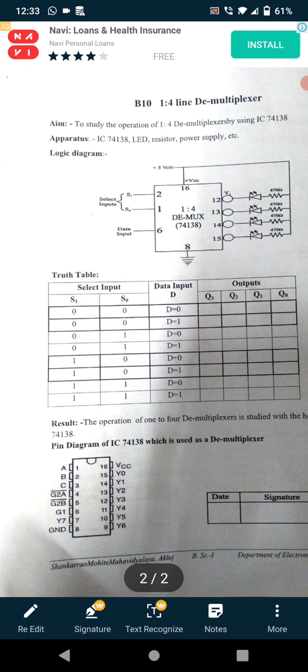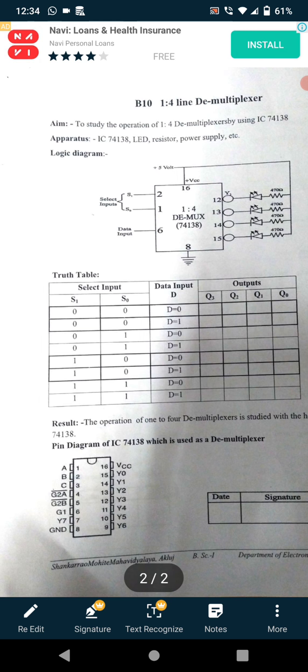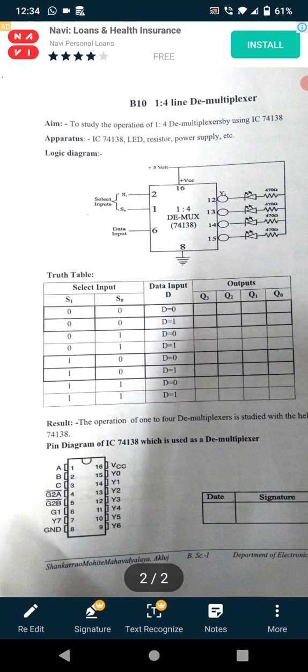Firstly, when the select lines are both 0 0 and the data input line is 0, no output is selected because the data input line is 0. Then, when the select input lines are 0 0 and the data input line is 1, only one output is selected, the others are 0, that means a combination of 0 and 1. D is 1 and select line is 0 0, that means output Q0 is active high, that means 0 0 0 1. In this way, this table was observed in our laboratory.